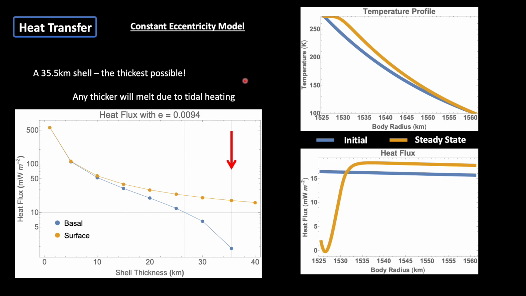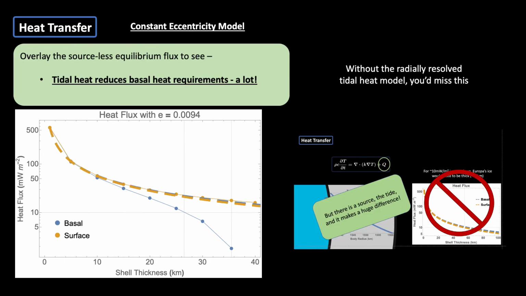This is a 35.5 kilometer shell, and you've got really low basal heat flux. You can trace this to here, kind of, and then also a higher surface heat flux. Trace that to here. The relative width tells you something about how active the tide is there. So there's a huge difference. The tidal heating, just the tidal heating at a constant eccentricity model, is pulling the basal heat flux requirements way down. So this is comparing to the no source model. We're pulling that basal heat flux way down and not really doing much to the surface heat flux.